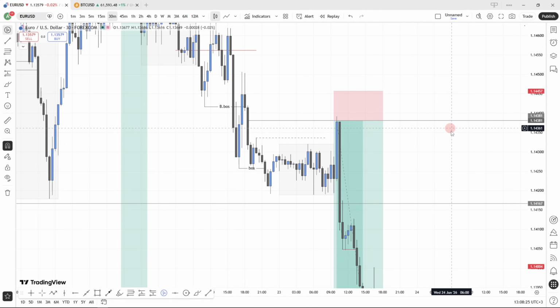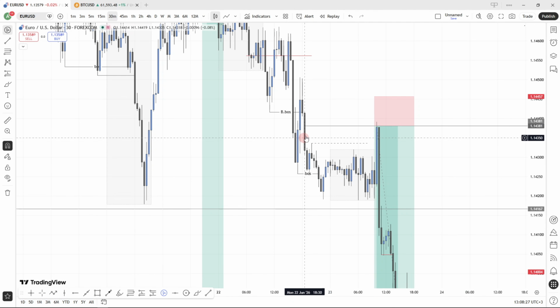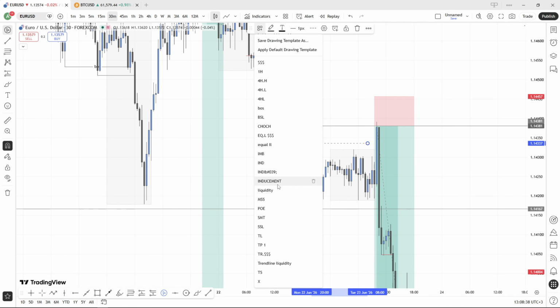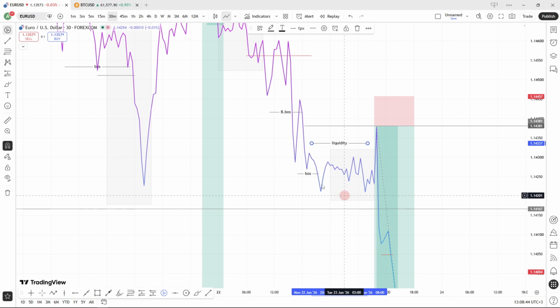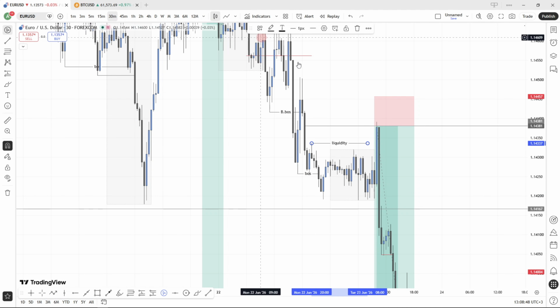Right here on the 30 minutes, we have this fair value gap. What has happened to that fair value gap? It has been mitigated. This is the mitigation into that fair value gap right here. This becomes our liquidity. Once it gives us a break of structure, you can see it had a mitigation and it gave us an internal break of structure right here. Mitigation, break of structure, a typical fair value gap entry model.